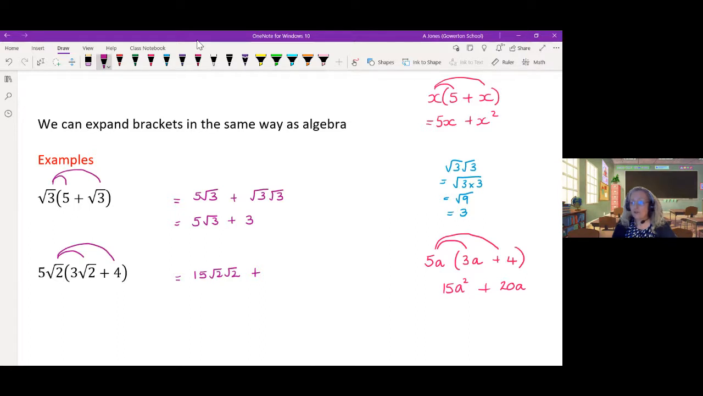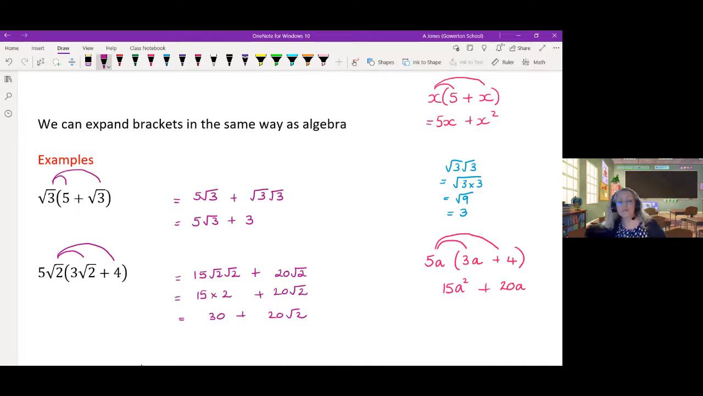And then let's multiply these. So I've got to do 5 root 2 multiplied by 4. Well, if I had 5a multiplied by 4, I would have 20a. So if I've got 5 root 2 multiplied by 4, I've got 20 root 2. Okay, so I can now sort out the first part because root 2 multiplied by root 2, we said, is going to be 2. So this becomes 15 multiplied by 2, add 20 root 2. So this becomes 30 plus 20 root 2.